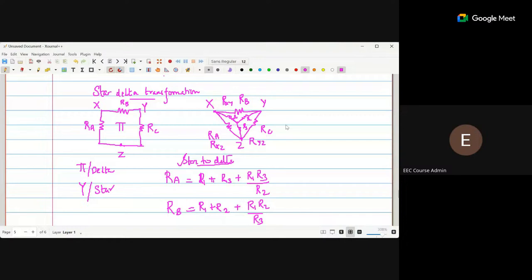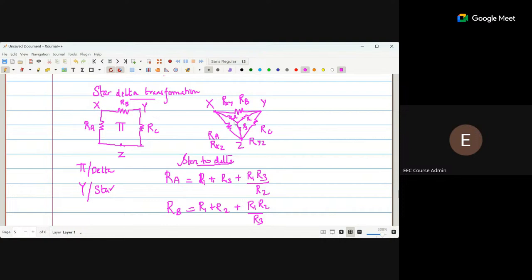So now, RA, how to find out RA? RA is connected between node X and node Z. So what are the resistors in the star equivalent which are connected to these nodes X and Z? That is R1 and R3. So simply, in that way you can remember this: R1 plus R3 plus the third term, which is the product of those two, R1 R3, divided by the third resistance.